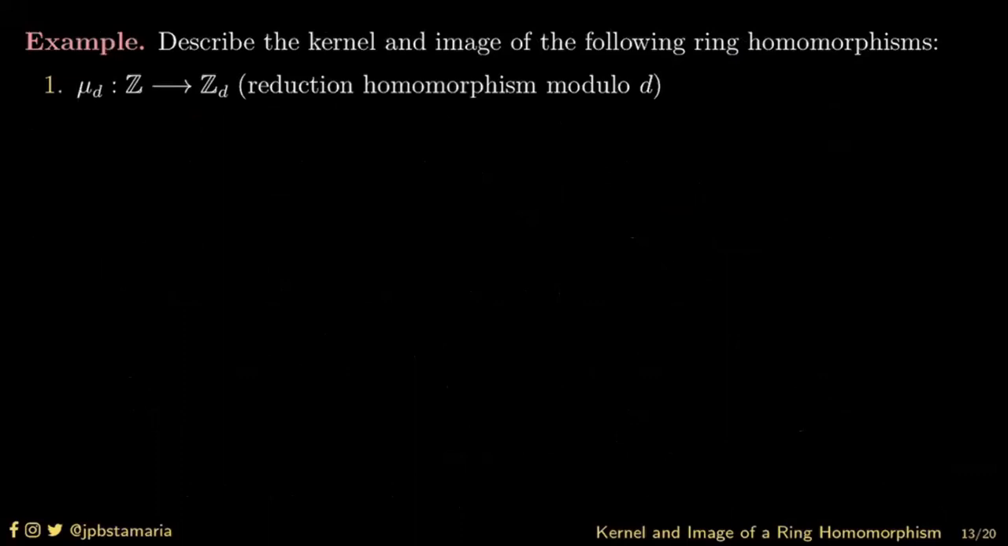Let's see. Describe the kernel and image of the following ring homomorphism. So at this point, I'm going to give you examples of homomorphisms, and we will look at the kernel and the image and maybe identify if based on the kernel and the image kung yung mapping ay one-to-one or onto or both. Let's see. The first example is the reduction homomorphism modulo D.